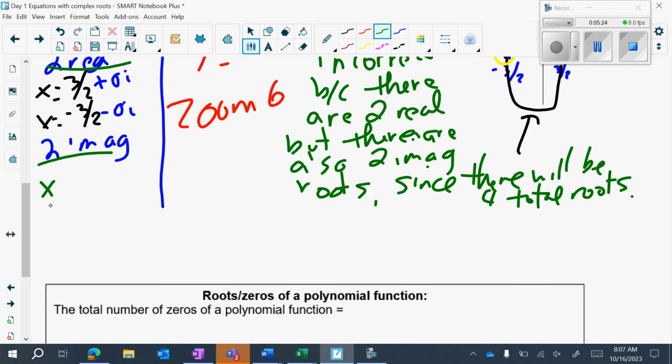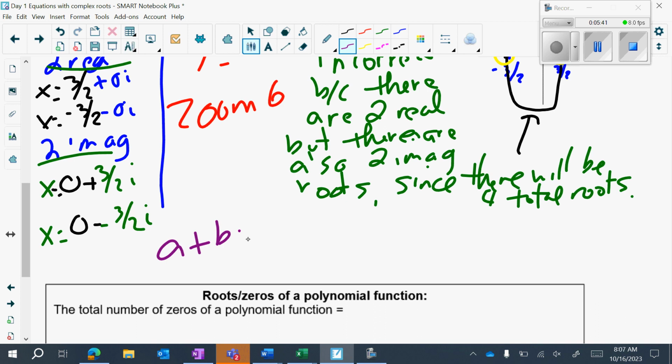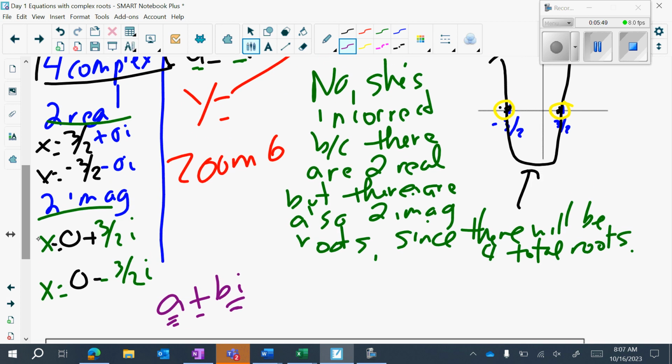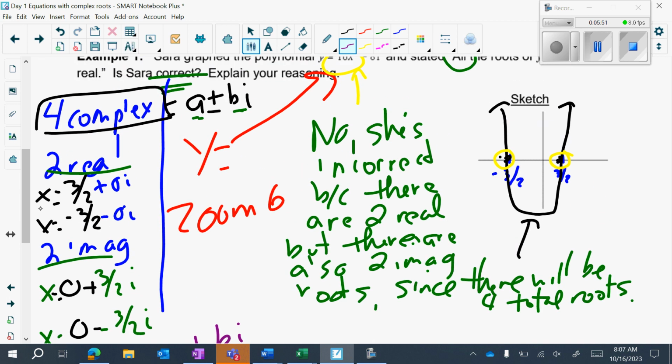So you think it's just 3 over 2i and negative 3 over 2i. But to make it complex, we actually just throw in a 0. 0 plus 3 over 2i, 0 minus 3 over 2i. So remember when we're working with a plus bi form or a plus or minus bi form, the a is the real number and the bi is the imaginary number. So there are 4 total roots, 4 complex total roots, 2 which are real and 2 which are imaginary.